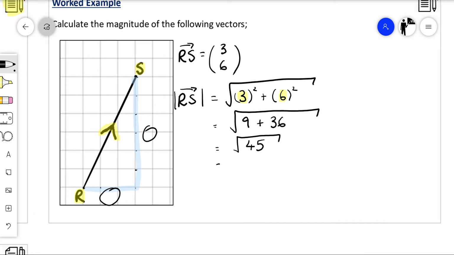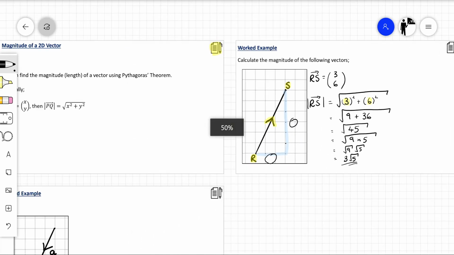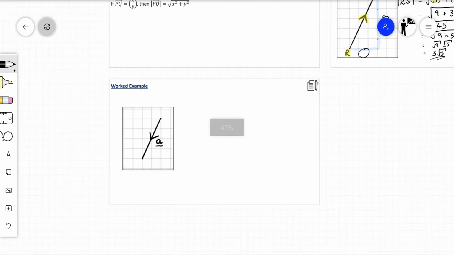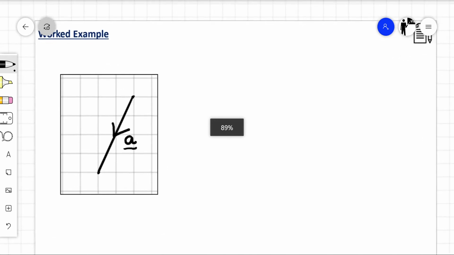So think about what square number goes into 45? 9. 9 fives are 45. So we can split this up into root 9 times root 5. So the length of this vector is 3 root 5 units. Okay, so your strategy is to write it as a column vector in component form, and then we can apply this formula here. It's just Pythagoras. Okay, one more example. Calculate the magnitude of this vector. Once again, can you please copy down this diagram?